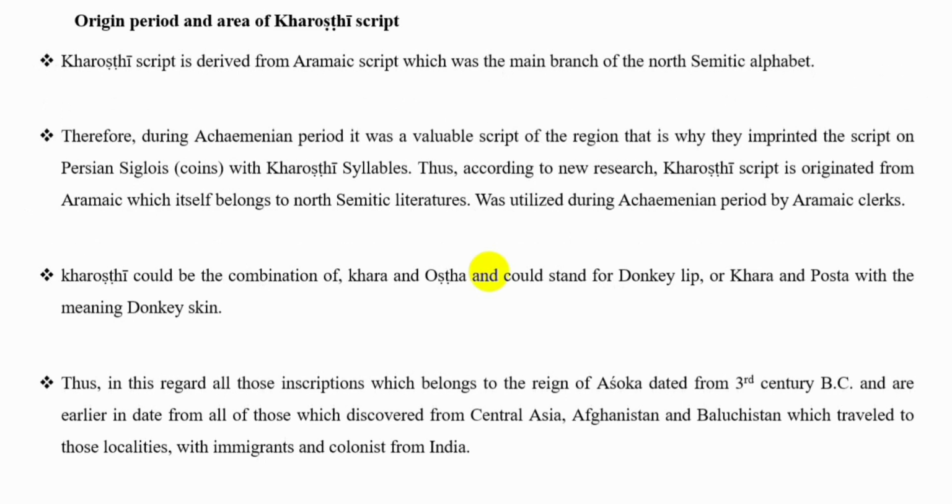Origin, period, and area of Kharosthi script. Kharosthi script is derived from Aramaic script, which was the main branch of the North Semitic alphabet. Therefore, during the Achaemenid period, it was a valuable script of the region. That is why they imprinted the script on Persian seals with Kharosthi syllables.